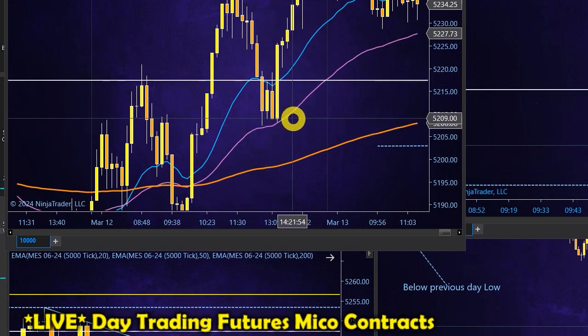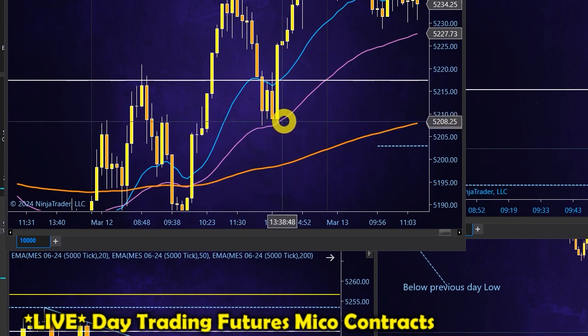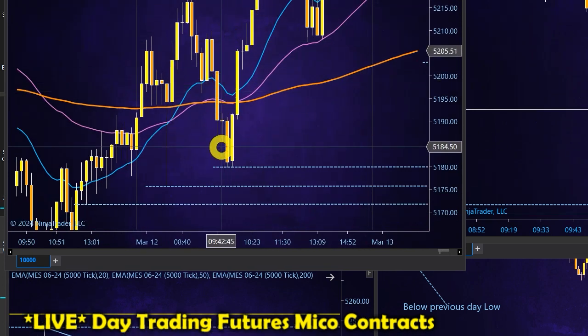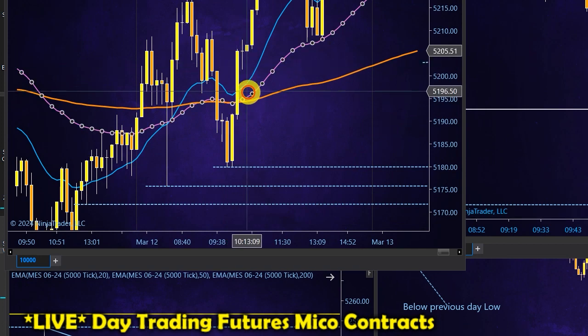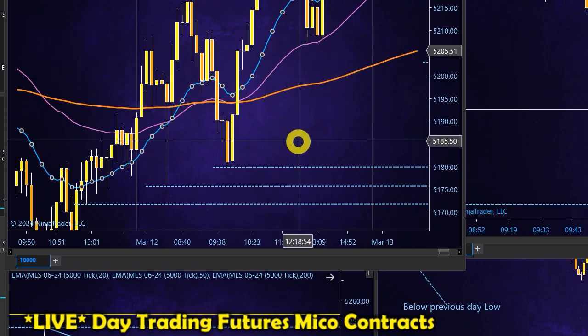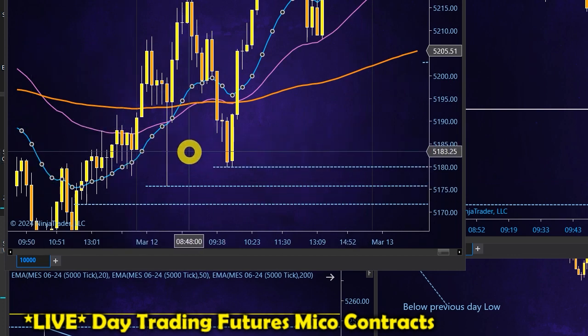It looks like it's still trending up. Right here, the one's trending up. Right here, trending, both trending down. But as soon as this green candle closes above, the moving averages are pointing up. They're pointing up. We need the moving averages to be pointing up.